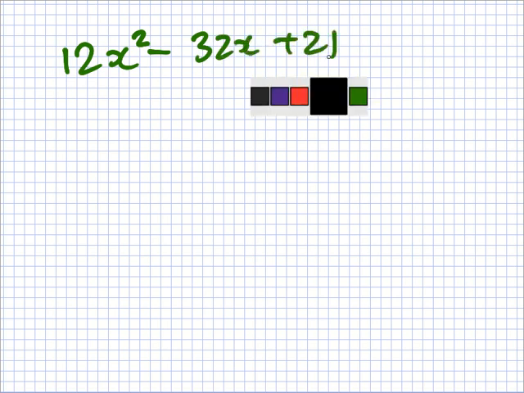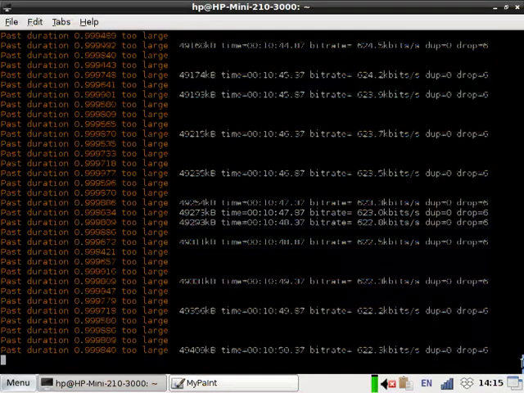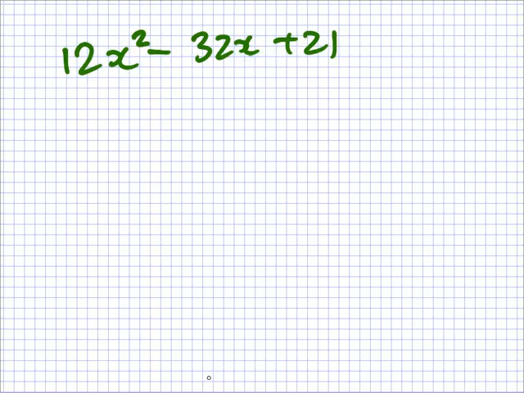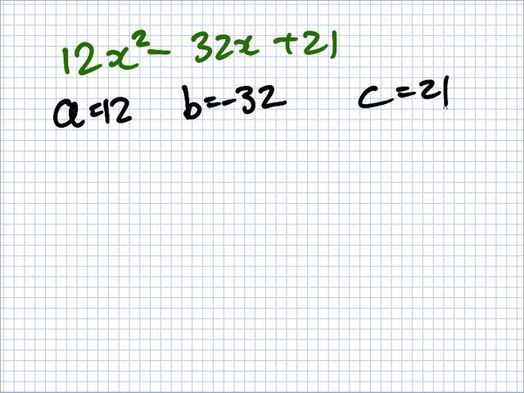Right, so let's have a look at a few examples. So let's say 12x squared minus 32x plus 21. Now, I'll need the calculator open. Alright, so our formula. The a is 12 in this. The b is minus 32. And the c is 21.